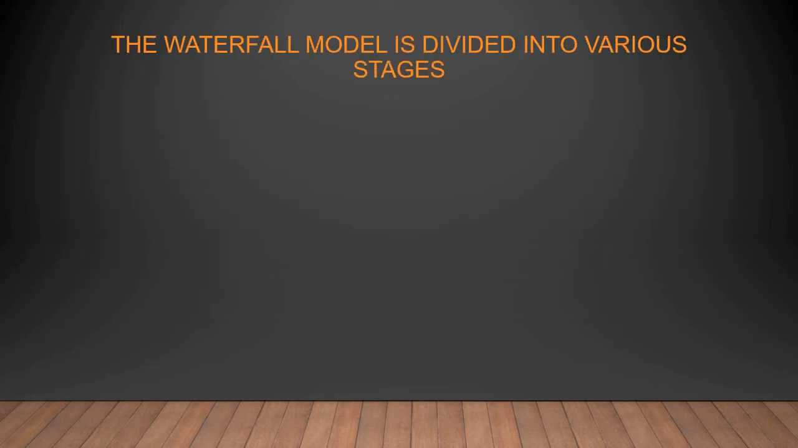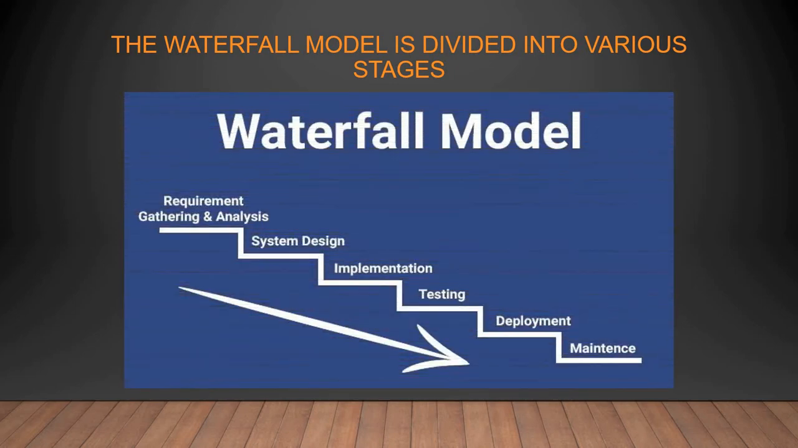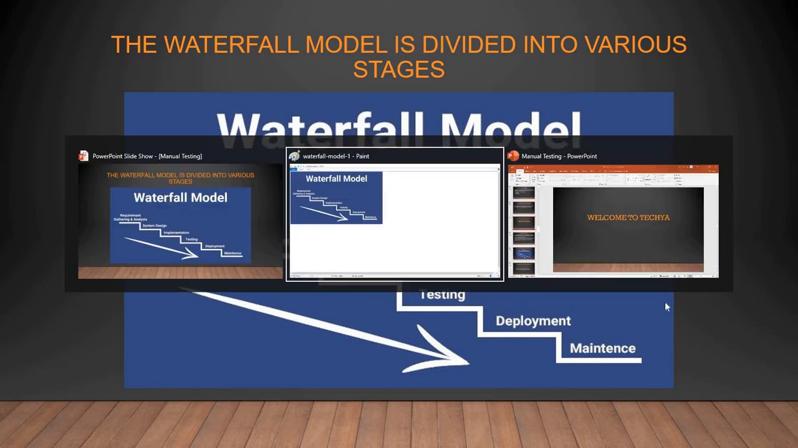The waterfall model is divided into various stages. With the help of this diagram, you can see the different stages of the waterfall model. First one is requirement gathering and analysis. Second one is system design. Third one is implementation. Fourth one is testing. Fifth one is deployment. Sixth one is maintenance. So we'll see each and every stage of the waterfall model one by one.